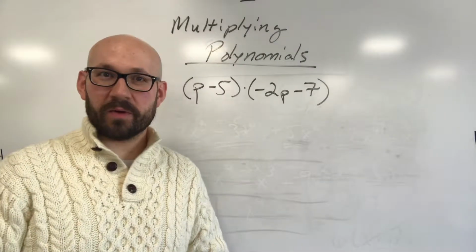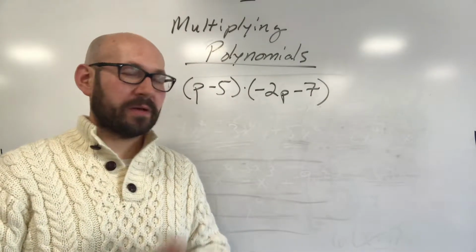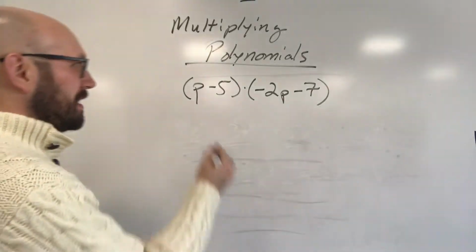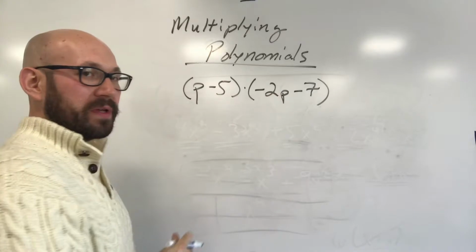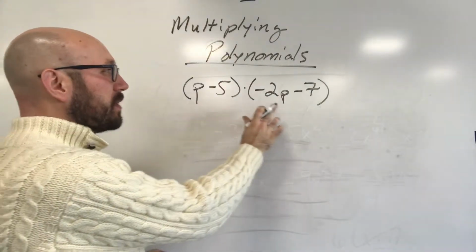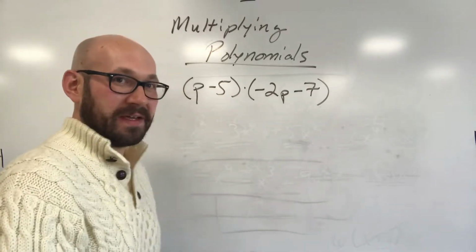Welcome. In this video, we're going to learn about multiplying polynomials. I'm going to show two methods. First one is kind of fancy distribution. I need to make sure that when I'm multiplying two binomials, every term from the first binomial gets multiplied by every term in the second binomial.